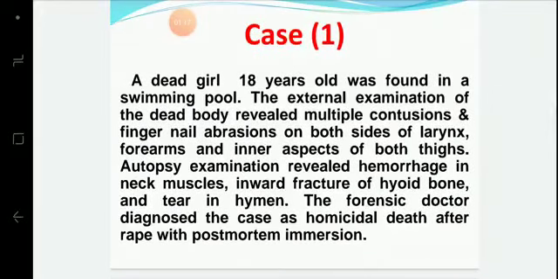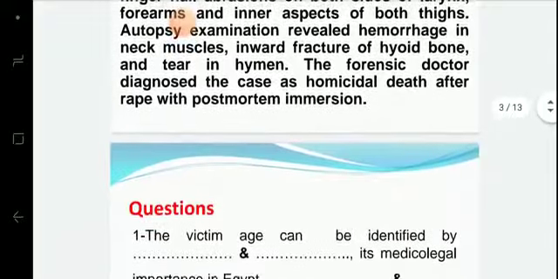Case number 1. A dead girl, 18 years old, was found in a swimming pool. The external examination of the dead body revealed multiple contusions and fingernail abrasions on both sides of larynx, forearms, and inner aspects of both sides. Autopsy examination revealed hemorrhage in the neck muscles, inward fracture of hyoid bone, and tear in hymen. Forensic doctor diagnosed the case as homicidal death after rape with postmortem immersion. Okay? Questions?